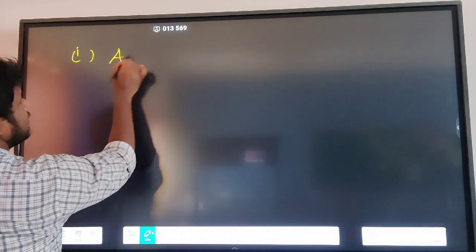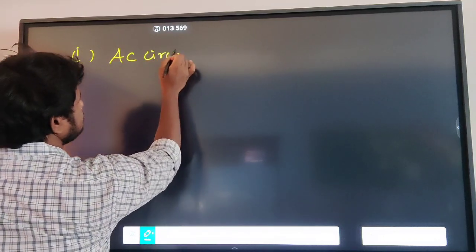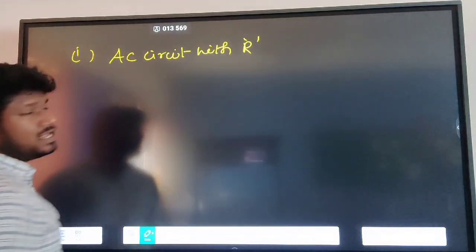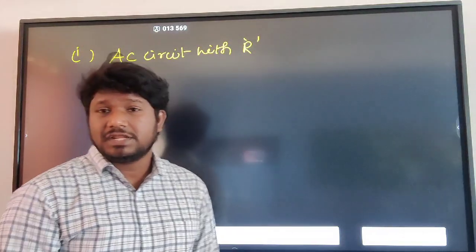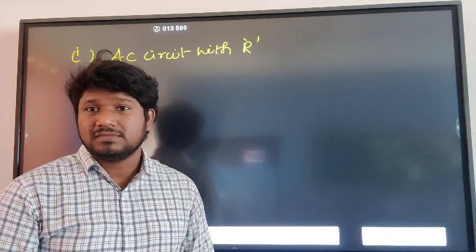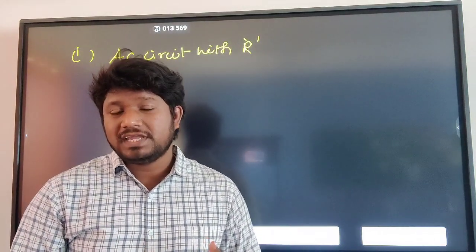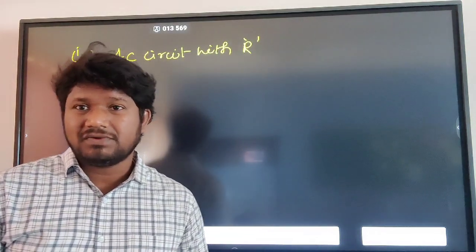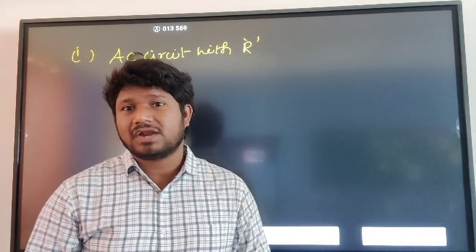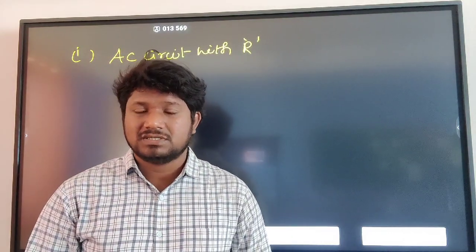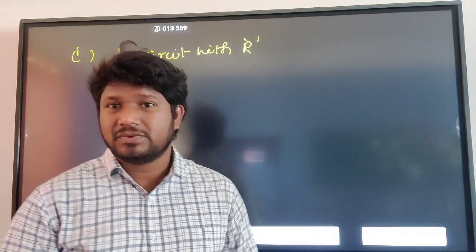The first thing we are going to talk about is AC circuit with resistor combination. What is the circuit diagram? What is the voltage current relationship? Nothing but the phasor diagram. Everything we are going to get with the help of mathematical expressions. So first let me draw the circuit diagram.